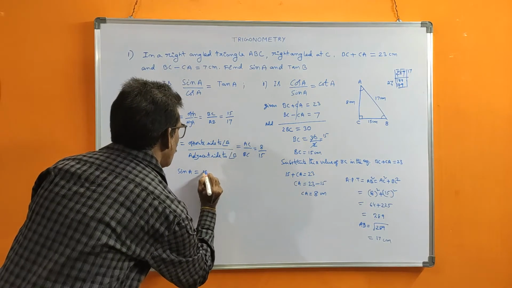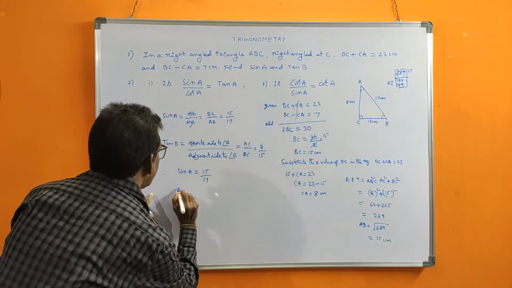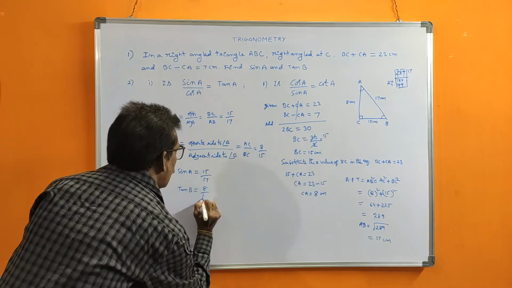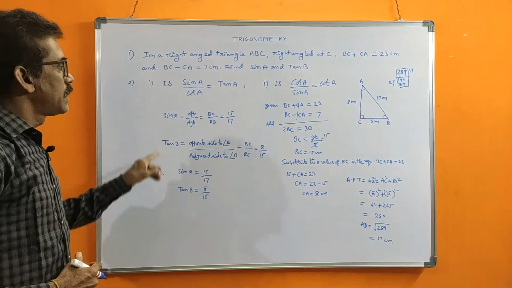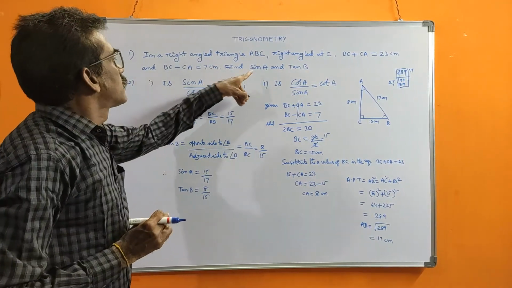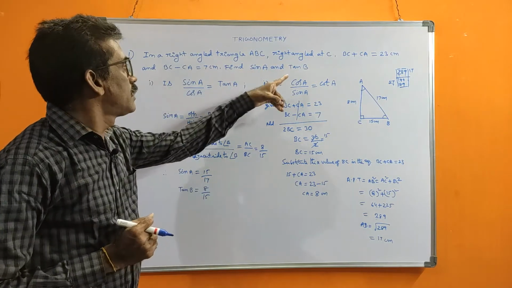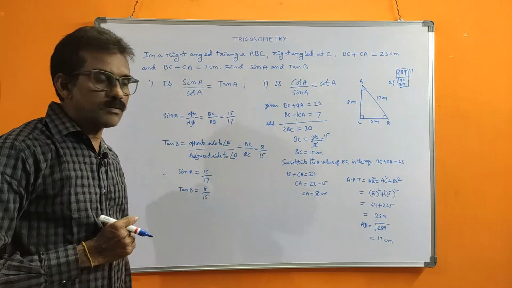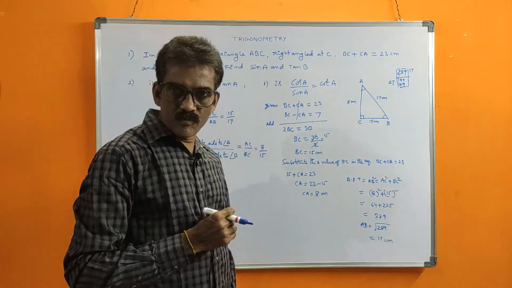Sin A is equal to 15 by 17. What he asked, that only you write clearly. Last answer: tan B is 8 by 15. You want these answers. So, sin A is 15 by 17, tan B is 8 by 15. Understood? But this is a somewhat changed problem.